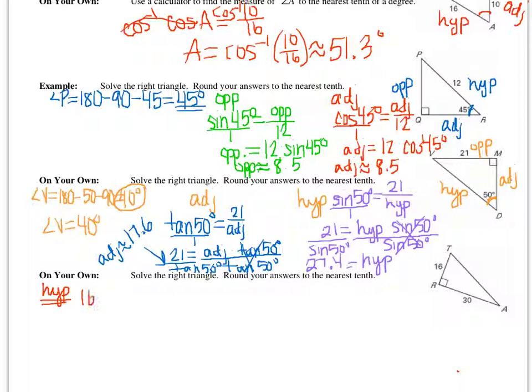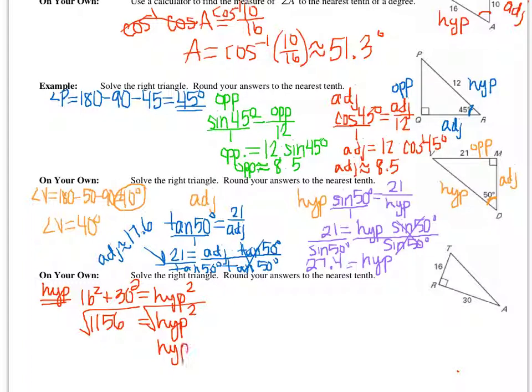So I can say my leg squared plus my other leg squared equals my hypotenuse squared. If I simplify the left side, I get 1,156 equals your hypotenuse squared. Take the square root of both sides, and you'll find that your hypotenuse equals exactly 34. So there's my hypotenuse. So I can put my 34 on here. Okay. Now we need to find angle T, and we need to find angle A.